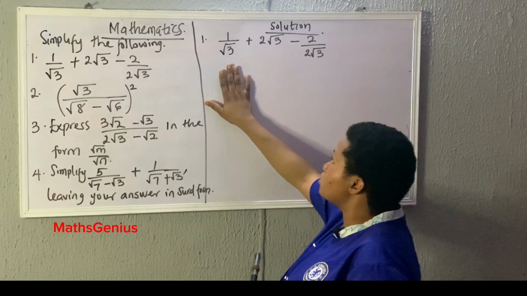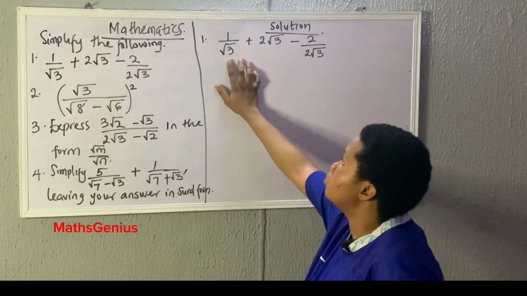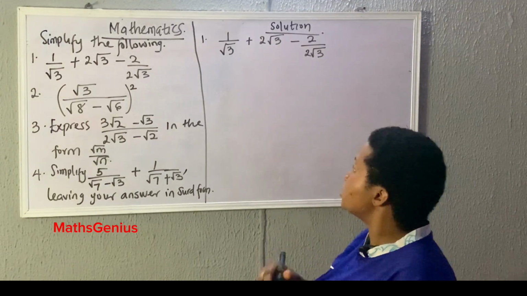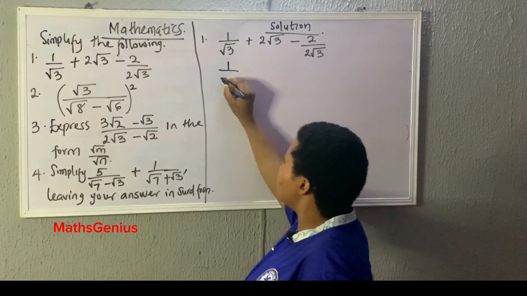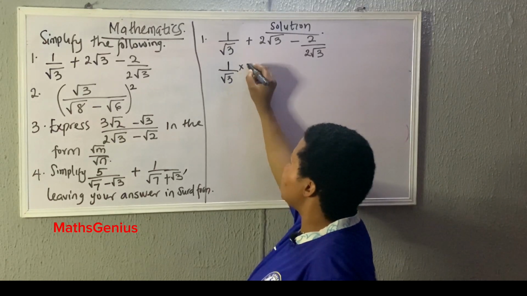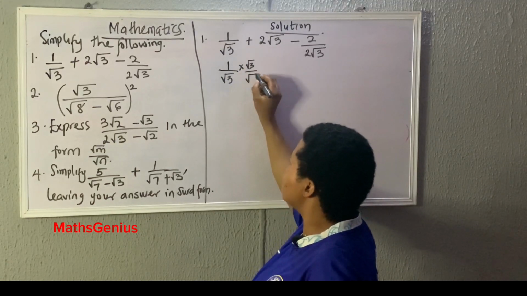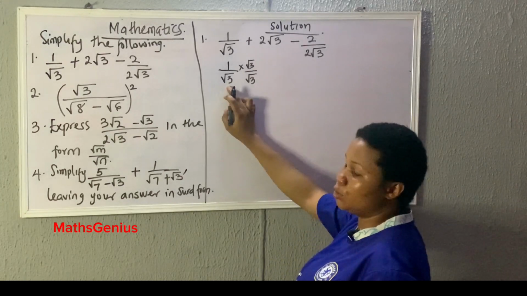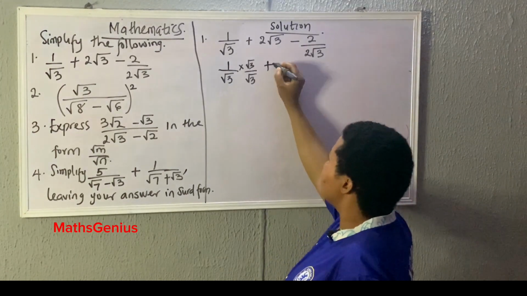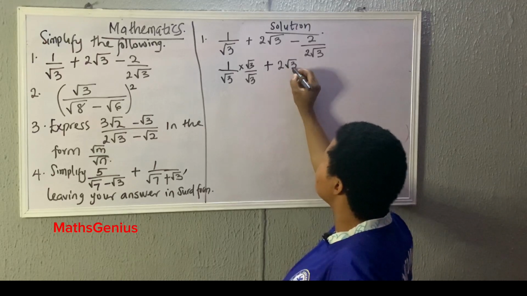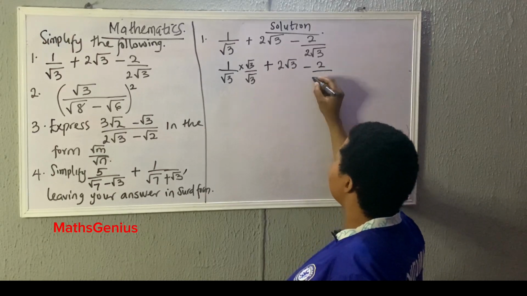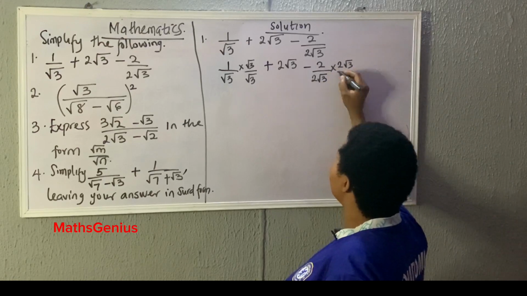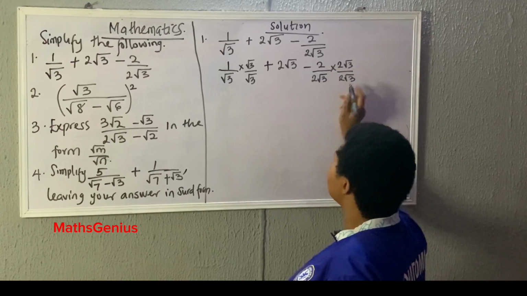The first thing for us to do is rationalize those that have a denominator of Surds. Now let's go. We have 1 over root 3. We multiply this by root 3 over root 3. We are rationalizing this root 3 to remove the Surds from the denominator, plus 2 root 3 minus 2 over 2 root 3 times 2 root 3 over 2 root 3.